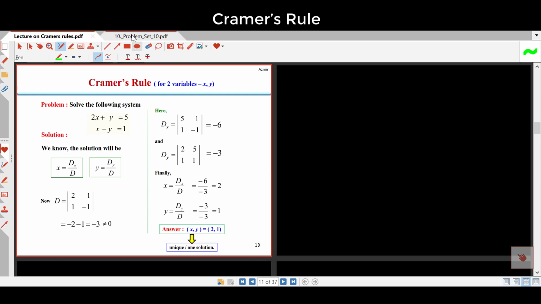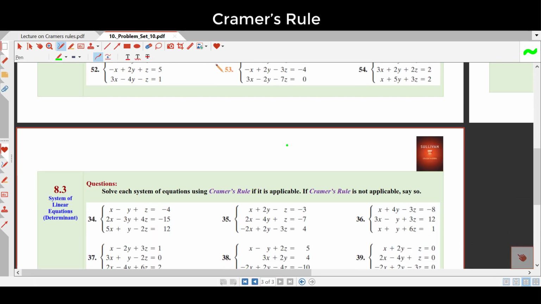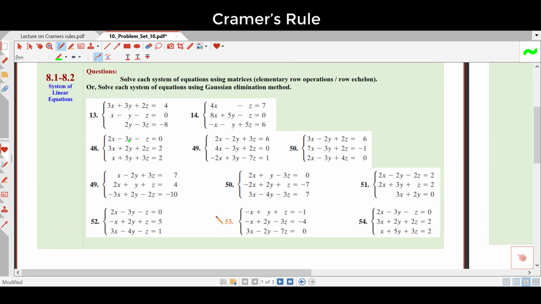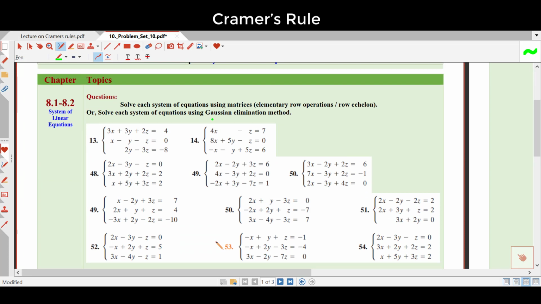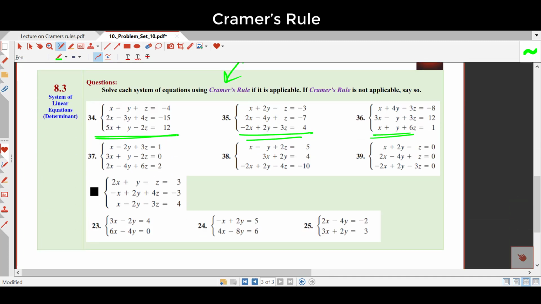Now you can practice from problem set 10. Here there are some problems given. You can apply Cramer's rule and try to solve. In this problem set, the first problems that have been given are based on the Gaussian elimination method, and below you will see there are some problems that are based on Cramer's rule. So I hope you have understood Cramer's rule, and now you have to practice, and then you will totally get the idea. So that's all for today. Thank you.